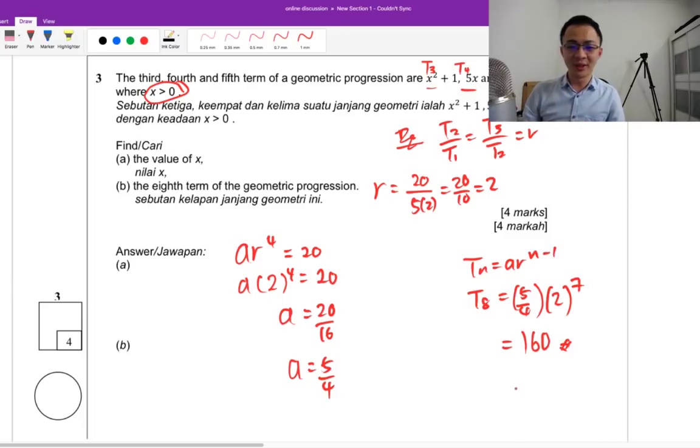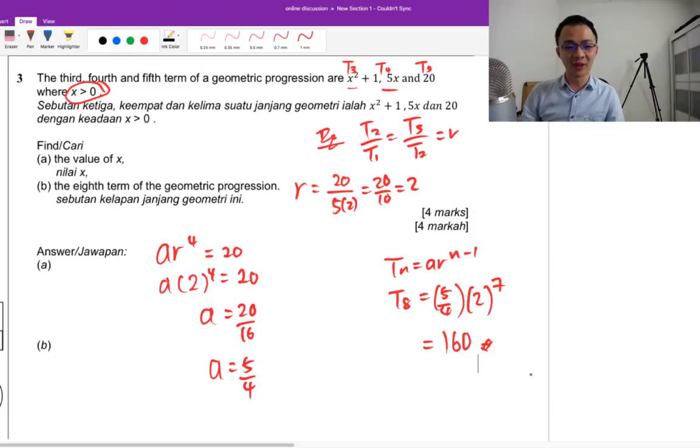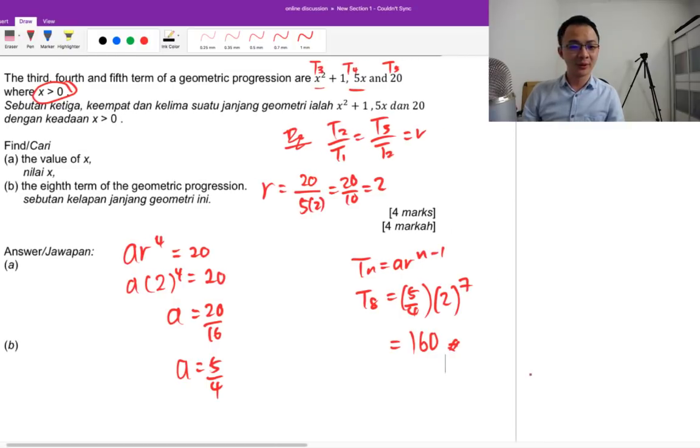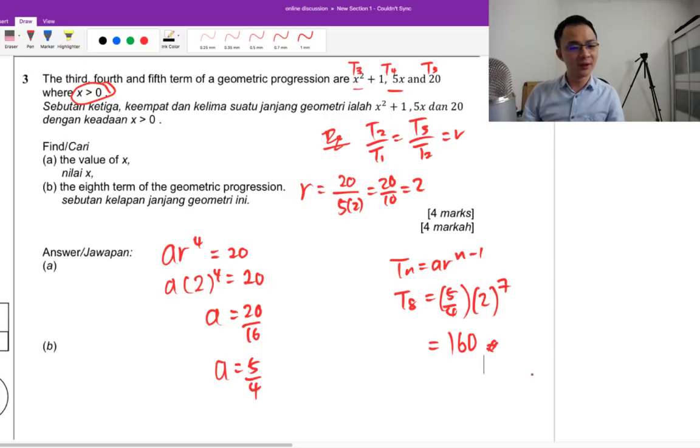Oops, I'm sorry. Yeah, because some students actually cannot see the question, right? I just realized I'm actually blocking it. Okay, I hope you can see the question right now. Should be okay, right?